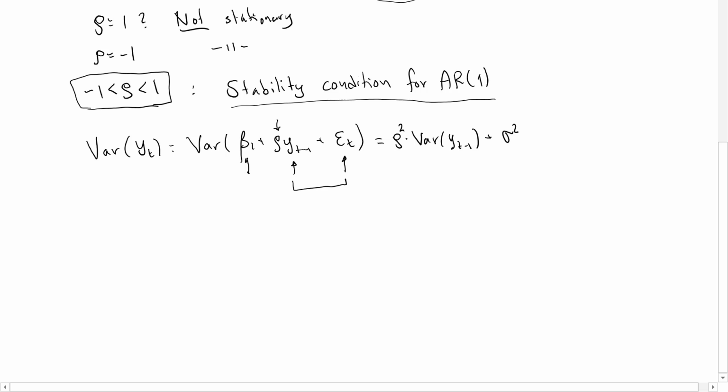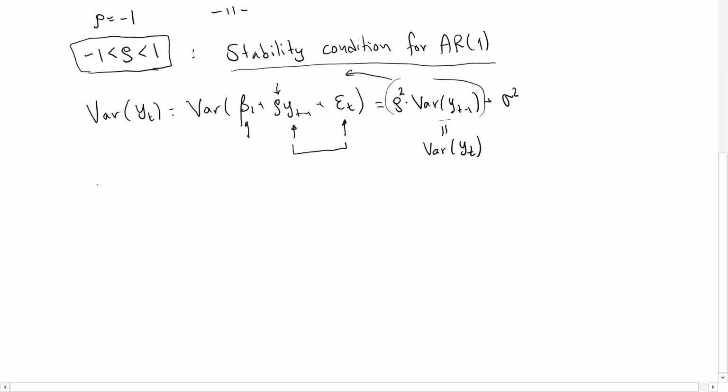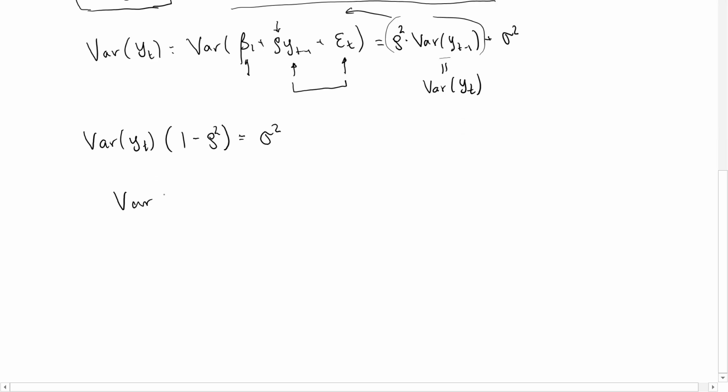Same type of argument. If my sequence is stationary, then this is the same as the variance of y_t. For a stationary process, the variance is constant over time. I do the same thing: I move this term over to the left-hand side. I can just factor out the variance of y_t immediately. Then I have 1 minus rho squared left, and on the right-hand side, I have sigma squared. So dividing both sides, I see that the variance of y_t is sigma squared over 1 minus rho squared.